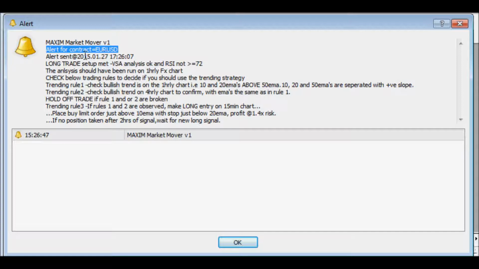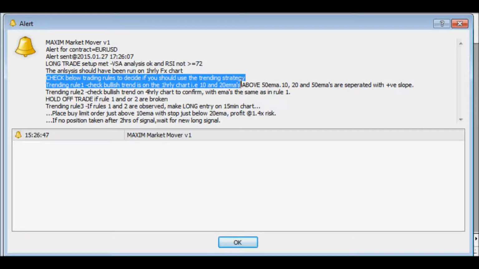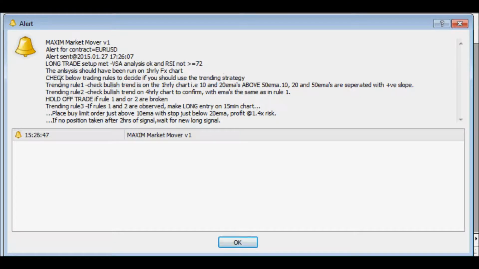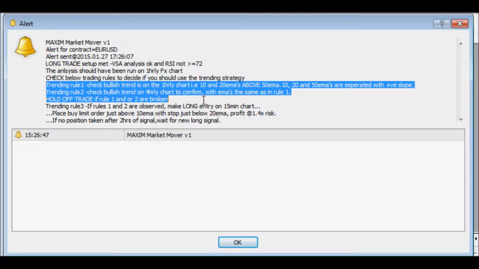Here is an example of an alert notification. It shows the FX pair that has triggered the notification, the time, which is local to the brokerage, the kind of trade that is pending, and the summary of the rules that you should follow.